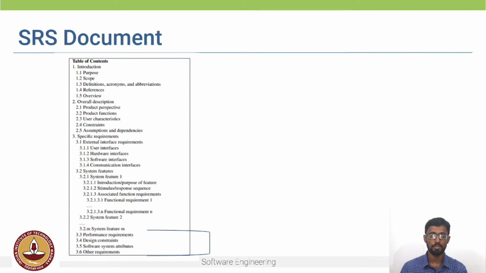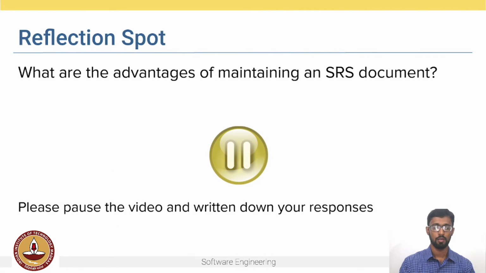So one thing to remember is that this is a guideline of how an SRS should be organized, and it is generally not very rigid. Based on the organization and the context you are in, modifications to the structure and the content are possible. So now that we have seen what an SRS document contains, let's reflect on why maintaining such an SRS document is important. So what do you think are some advantages of maintaining such an SRS document? Please pause this video and write down your responses before proceeding.